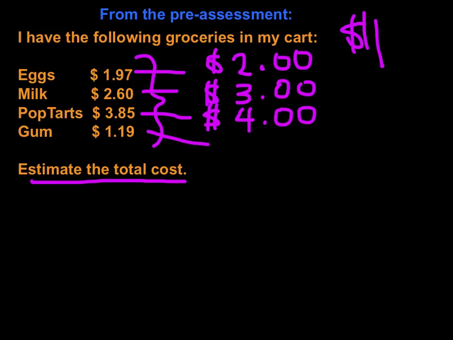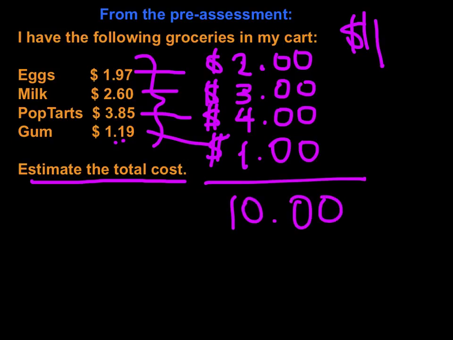And finally, gum is $1.19. This one is less than half, so I'm going to round down to just $1. Adding all of that up, 4, 5, 6, 7, 8, 9, 10, $10.